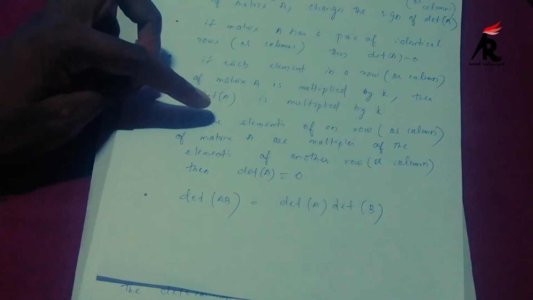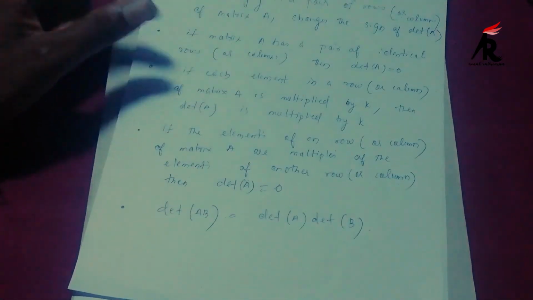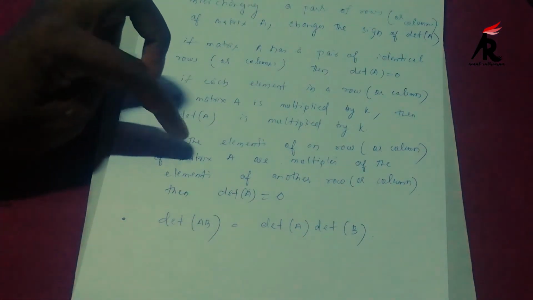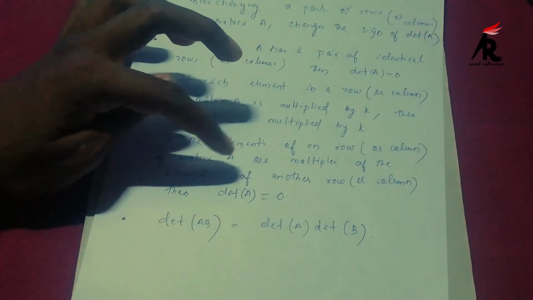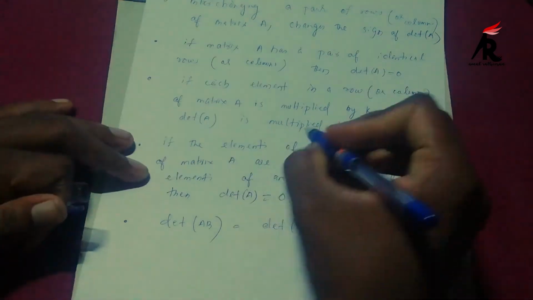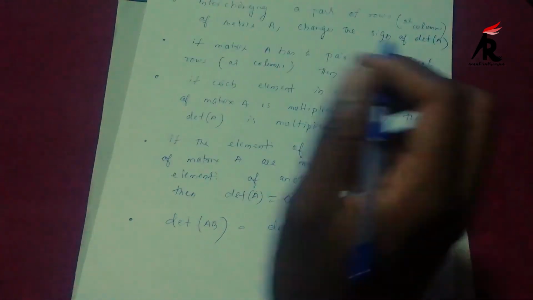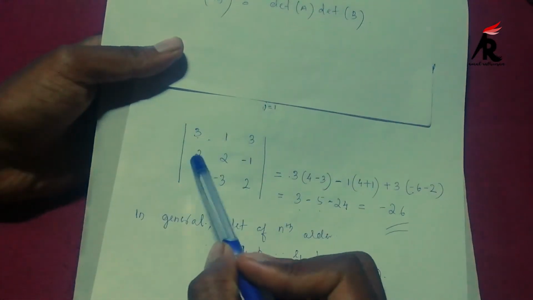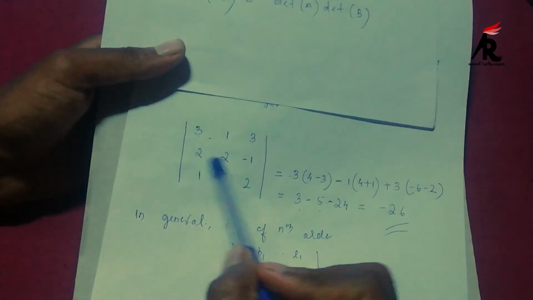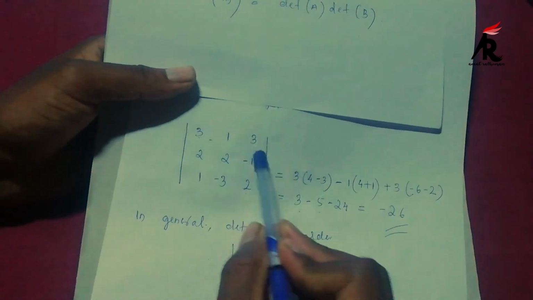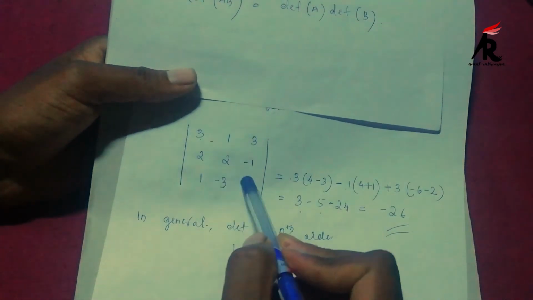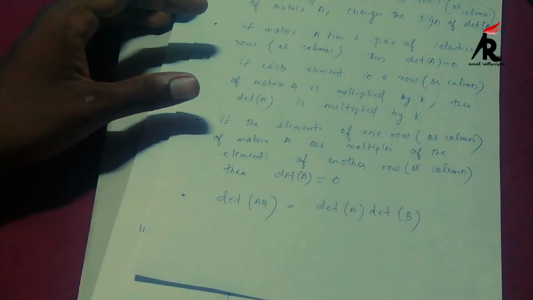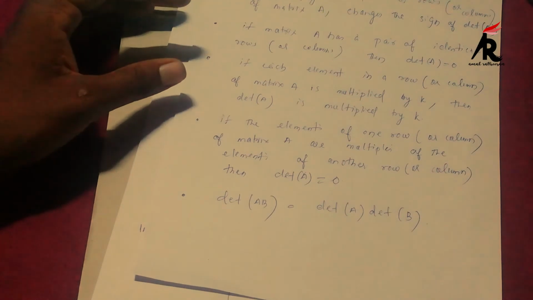If the elements of one row or column of a matrix are multiples of another row or column, then the determinant is 0. Here, if we have 3 1 3 and the elements 6 2 6 here, then the determinant will become 0, because this will be a multiple of that. That is the same reason. If multiples are available there, then the determinant will be 0.